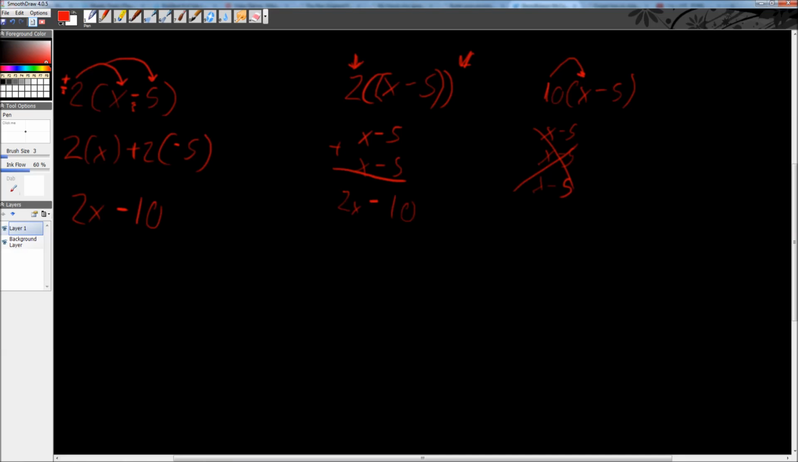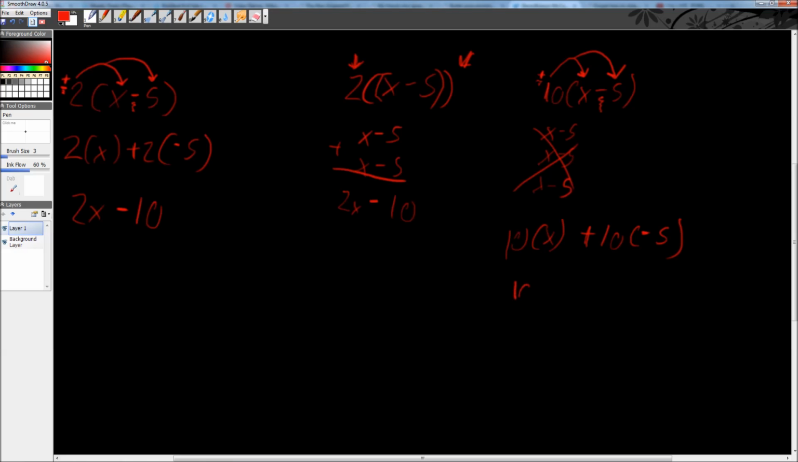Distribute a 10 to the x and to a negative 5. So the 10 is positive. You know it's positive. You don't have to write a plus there, but it's 10 times x. Now we want to write the plus sign that we had here because it was positive. Plus 10 times negative 5.